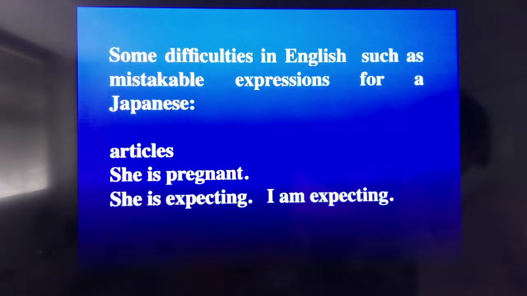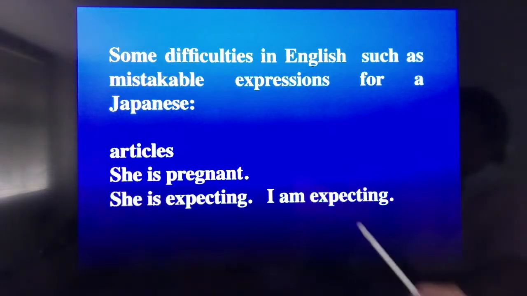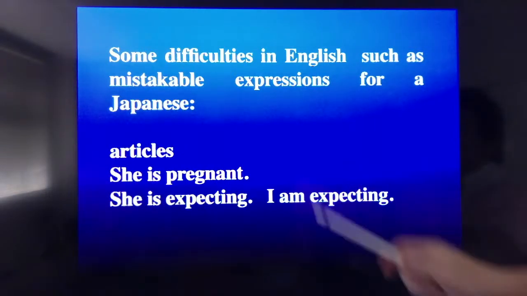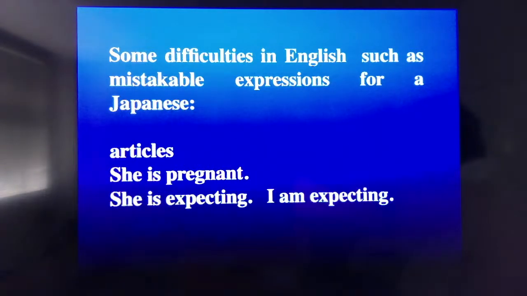"I am expecting" is like I am expecting something. I am expecting lunch soon, or I am expecting alcohol soon, or something like that. Not "you are pregnant". "I am expecting" means you would like something. So "she's expecting it" is different, but these others are exactly the same.